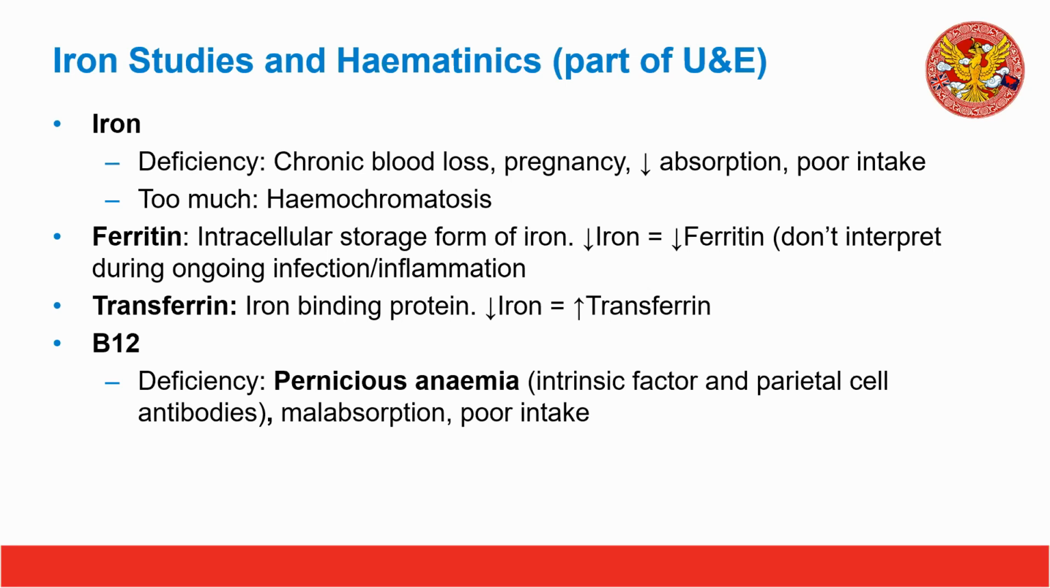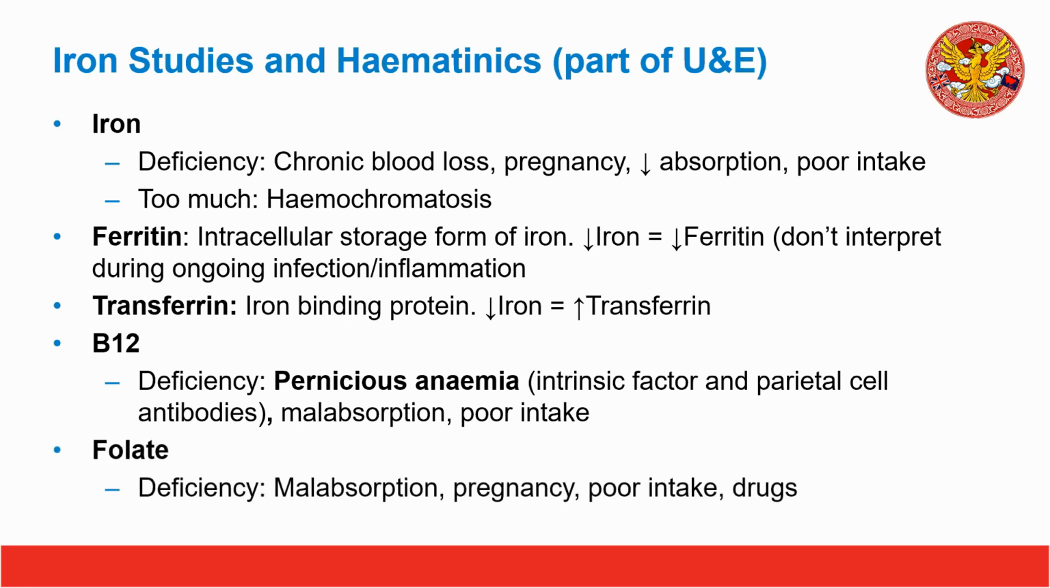Other causes of B12 deficiency include malabsorption. So again, something like celiac or Crohn's, or if you had a surgery removing part of the bowel, then you will get a B12 deficiency. And finally, poor intake as well. Again, folate is another thing that can cause a megaloblastic anemia when deficient. And this generally occurs due to malabsorption, pregnancy, again, poor intake, and certain drugs as well.